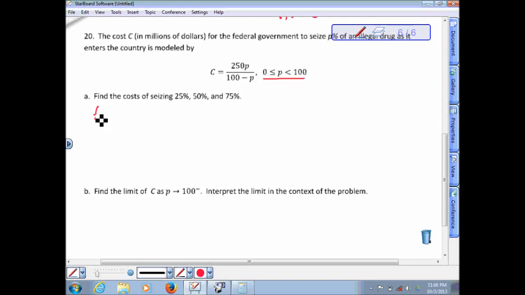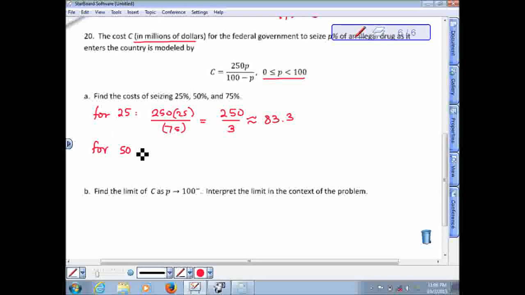So for 25%, if these federal agents want to seize 25%, then according to this model, it's 250 times 25 all over 100 minus 25, which is 75. And then 25 over 75, which is just 1 over 3. So this is 250 thirds, which is roughly 83.3. Keep in mind this is in millions of dollars, so if they want to seize 25% of this illegal drug, it's going to cost them a little more than $83 million.